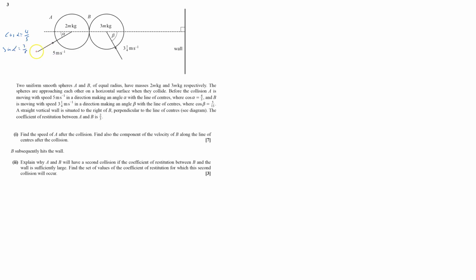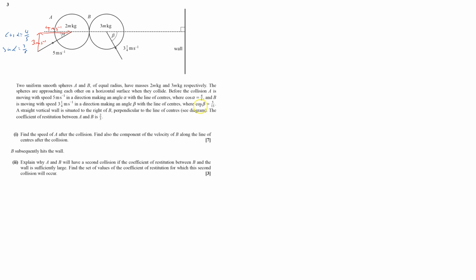And so sine will be the one opposite the angle. So that bit there is going to be 3/5 of that, so that'll be 3 meters per second. That bit there will be 4/5, so that's 4 meters per second. So that's quite nice, them giving it like that.